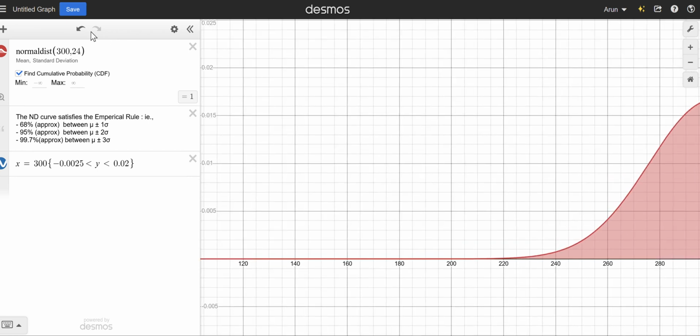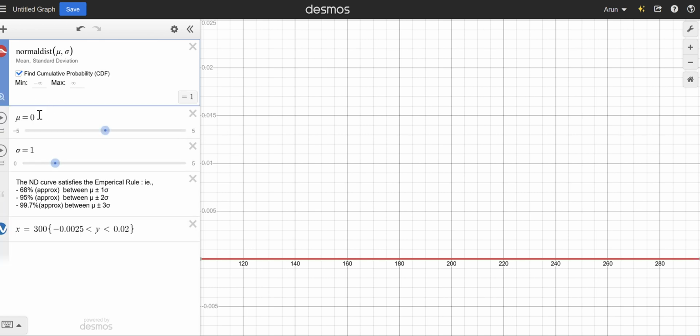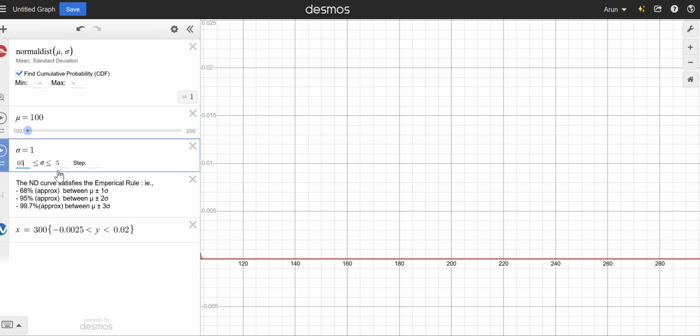Let me generalize these values with mu and sigma instead of taking specific values. Let me remove this and paste it. Now I can add a slider to both. I can make mu go between values that I want, let's say between 100 and 200, and the standard deviation varies between 5 and 15. I'm just taking arbitrary values.